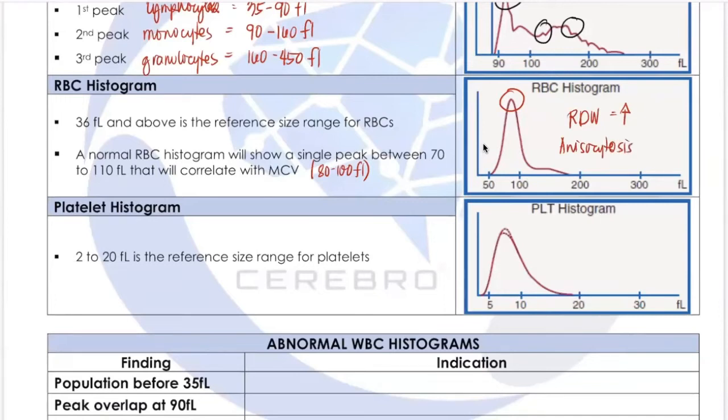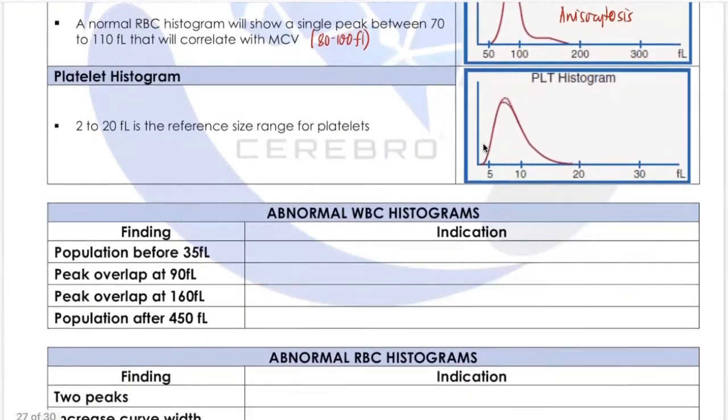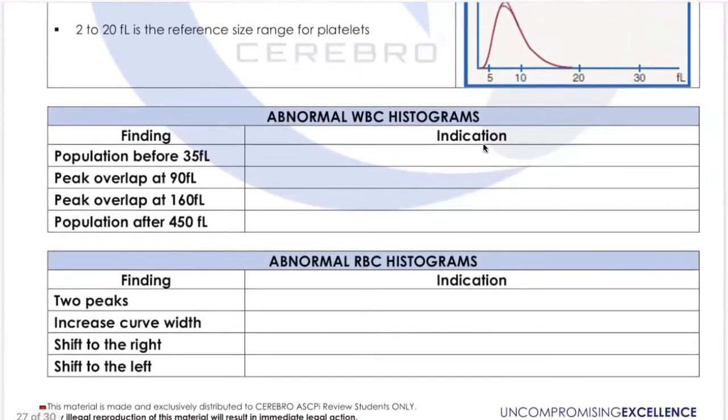Okay, anisocytosis. Next, we have the platelet histogram. The platelet histogram occurs before the RBC histogram. That is for the particles ranging from 2 to 20 femtoliters for the platelets. Again, this one occurs before the start of the RBC histogram. Now let's go to the different abnormal histograms and their possible indications whenever they are present.